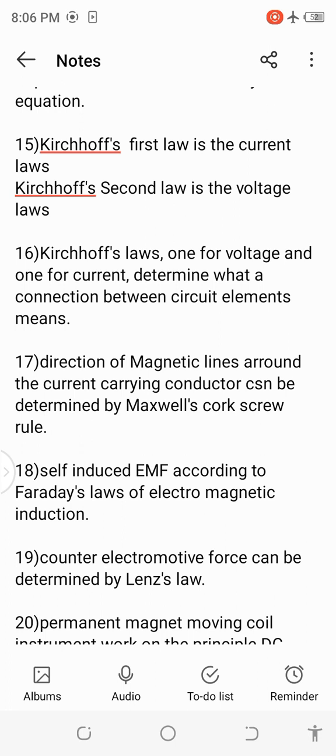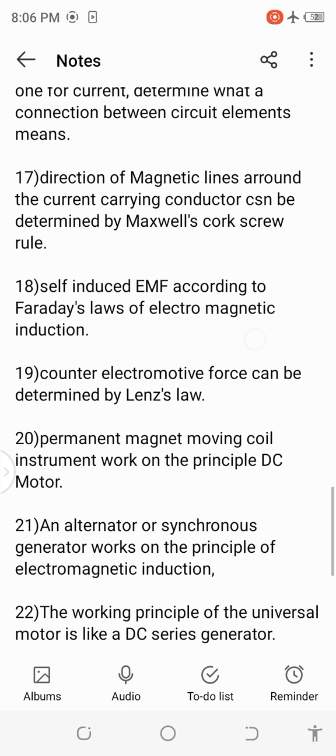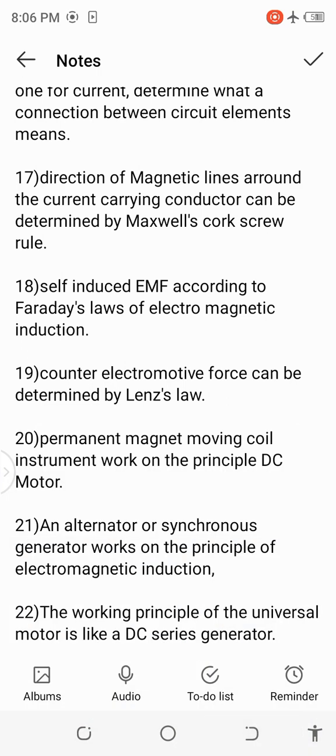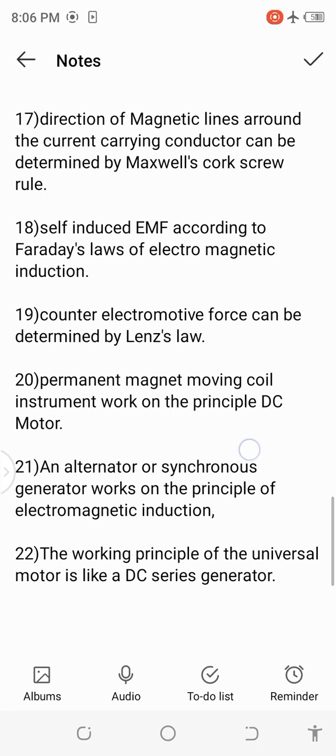18. Self-induced EMF according to Faraday's laws of electromagnetic induction. 19. Counter-electromotive force can be determined by Lenz's law. 20. Permanent magnet moving coil instrument works on the principle of DC motor. 21. An alternator or synchronous generator works on the principle of electromagnetic induction. 22. The working principle of the universal motor is like a DC series generator.